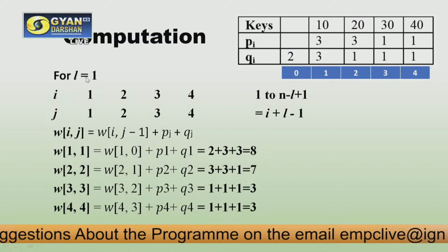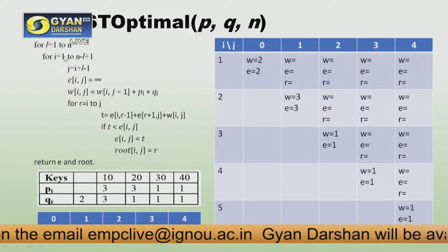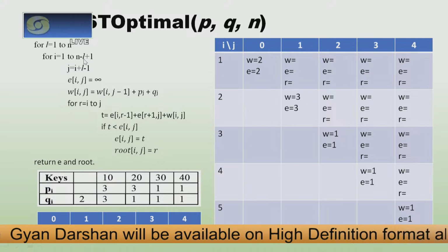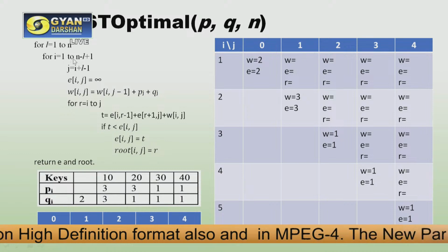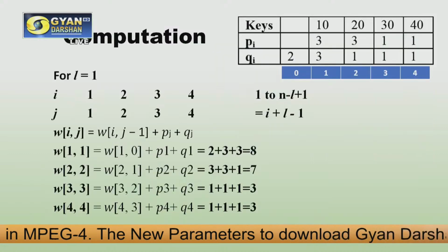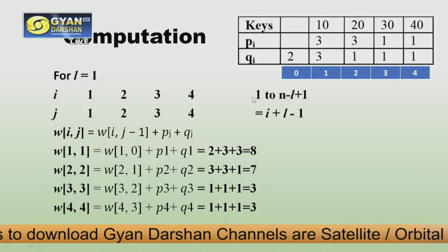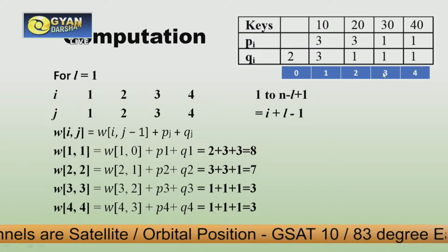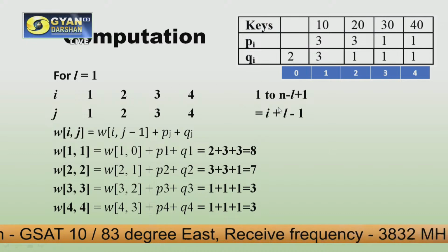So the value of L was 1. What are the values of i for L equals 1? The value of i is going to be 1 to n minus L plus 1, which is n minus 1 plus 1. So this is 1 to n for the value of L equals 1. L equals 1, so we will be computing 1 to n only. And in our case, we have 1, 2, 3, 4 values only, right? So it is going to be 1, 2, 3 and 4 only.